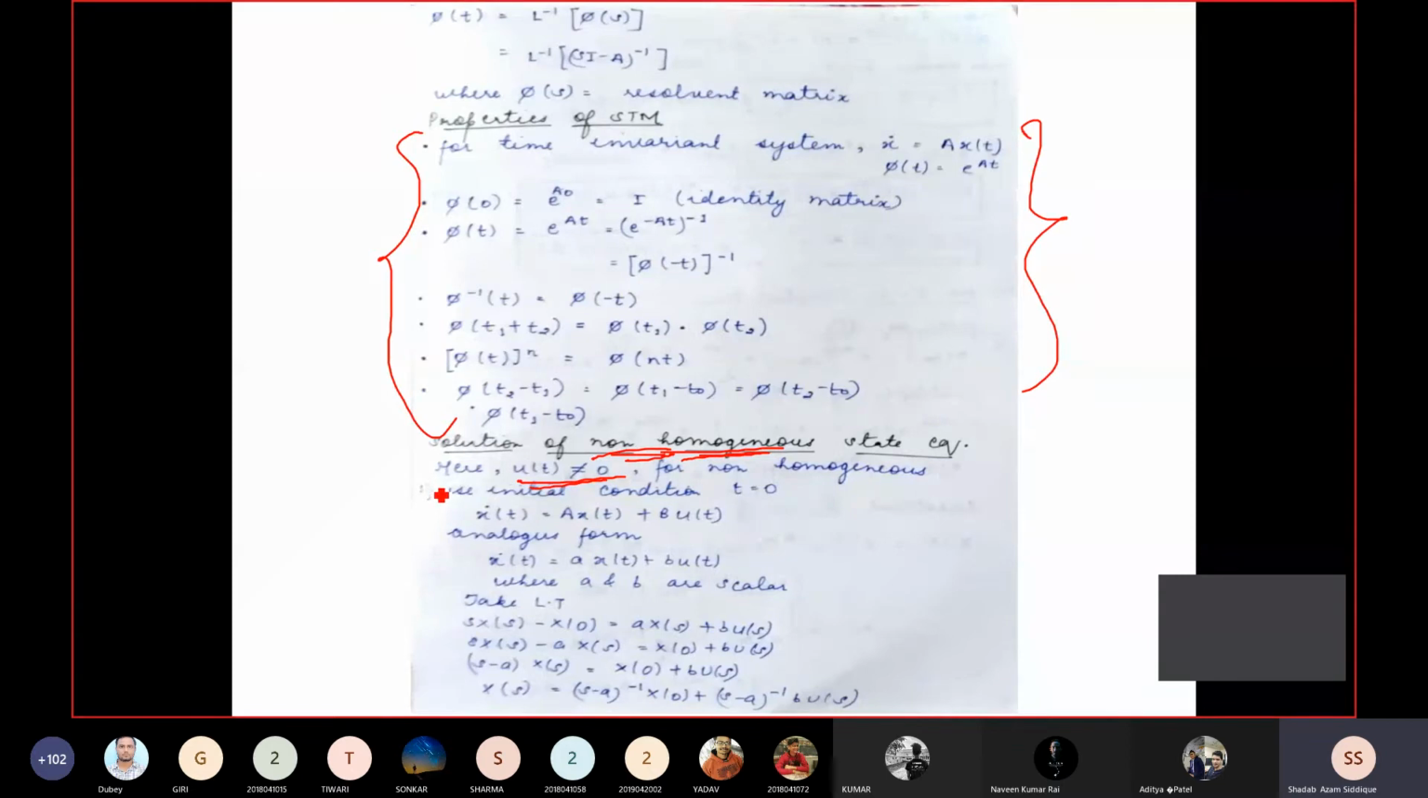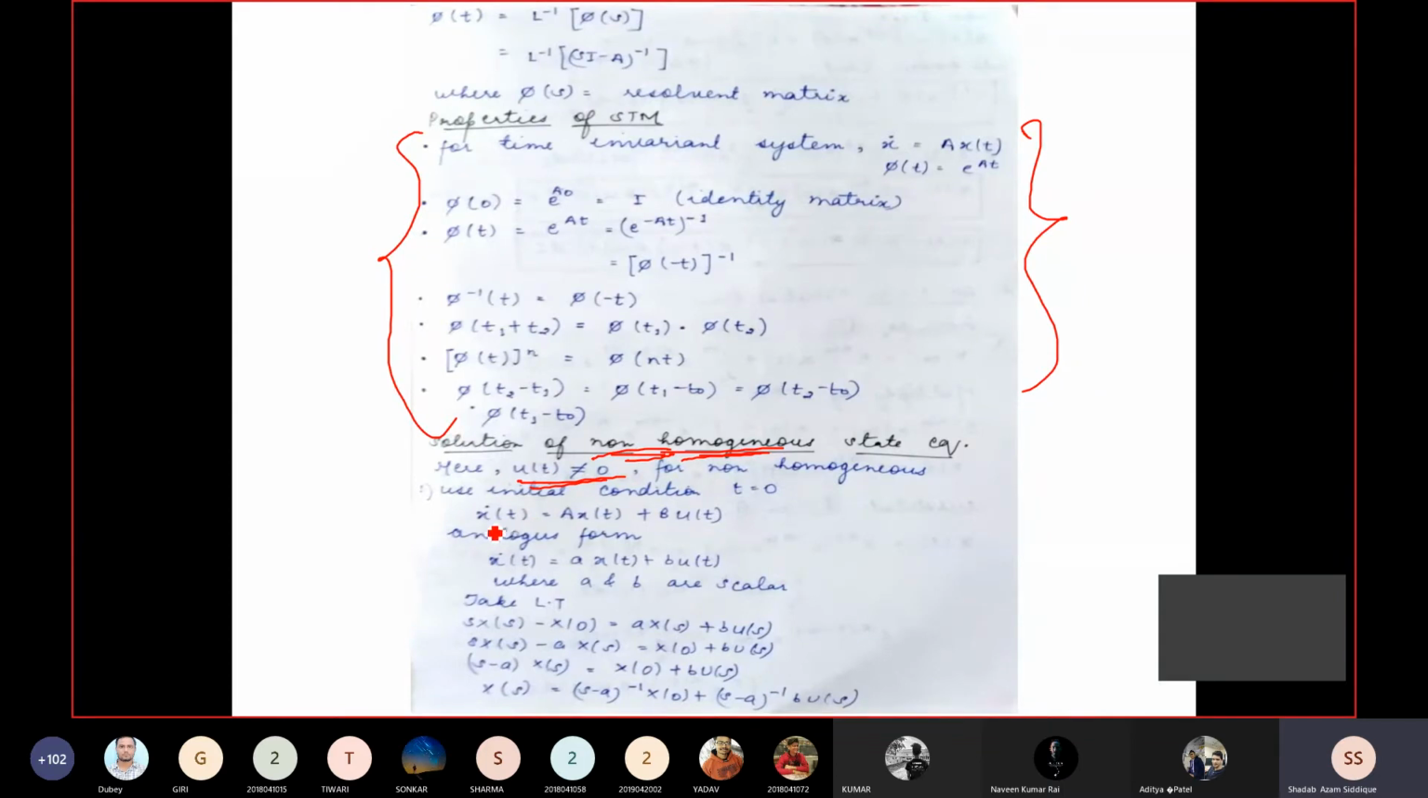So now we have two cases. The first case will be with initial condition, and the second case will be without initial condition. So if the input is there, we'll have initial condition or will not have initial condition. Both conditions will be applicable. So the first condition is with initial condition.